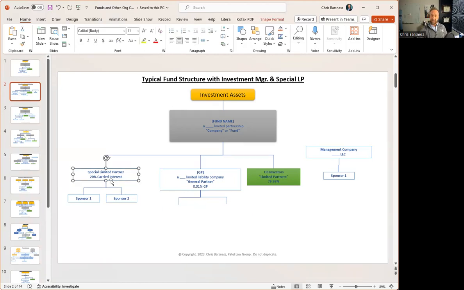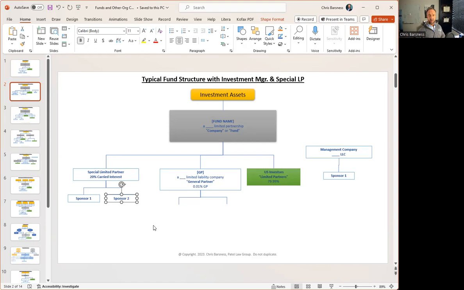But the special limited partner over here with the same sponsor one and sponsor two would still retain their profit interest in the future. So for the work that they've done so far, they would still get that carried interest going forward. That wouldn't disappear. And they would basically be a passive limited partner. And that's another reason for that special limited partner entity over there.